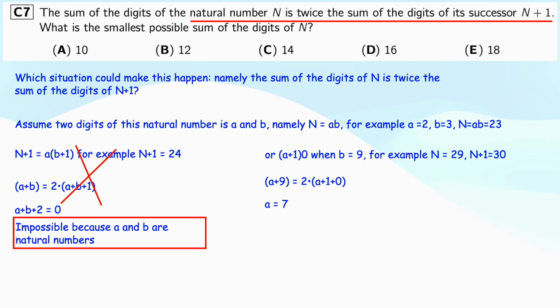That means a has to be 7. If a is 7, b is 9. That means n is equal to 79, and n plus 1 is equal to 80. Then 7 plus 9 is 16, which is twice the sum of the digits of n plus 1, which is 8. So it's right, which means the sum of the digits of n shall be 16. The answer is D.